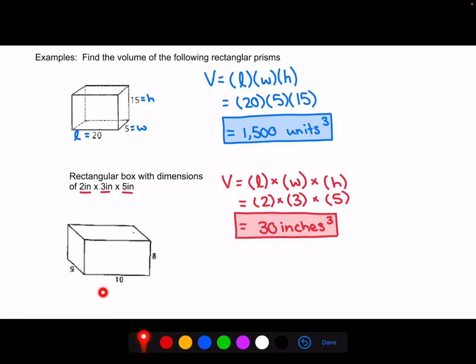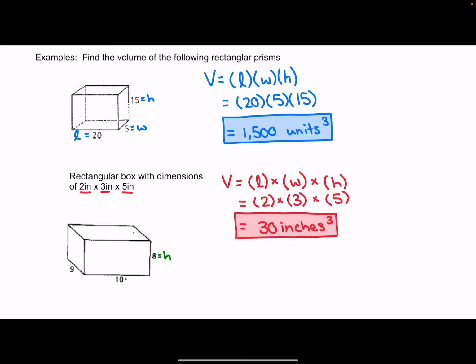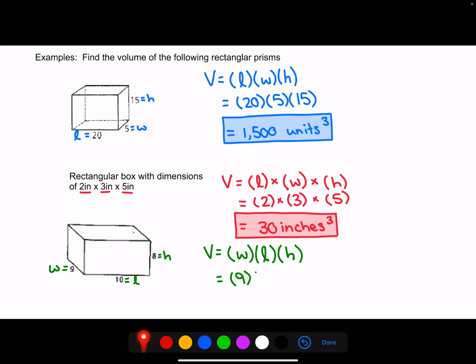And our last one. You won't see this one as commonly, where you can't see the actual back of the prism, but you will see these here and there. And again, same thing applies. Just do 9 times 10 times 8. 9 times 8 is 72. 72 times 10 is 720 units cubed. All right. So those are our first 3 examples.